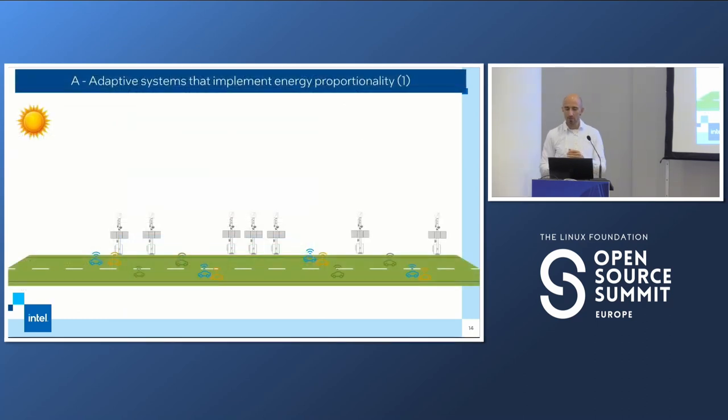So I will go a little bit through the three areas, and I'll cover the motivation, what we're looking into, and provide some first levels of numbers on the prototypes that we've been building. I'm going to start with the first, which is proportional systems.